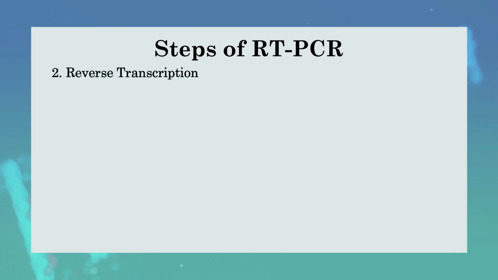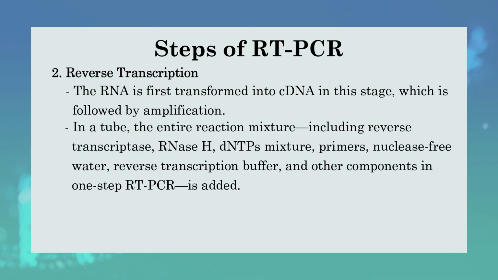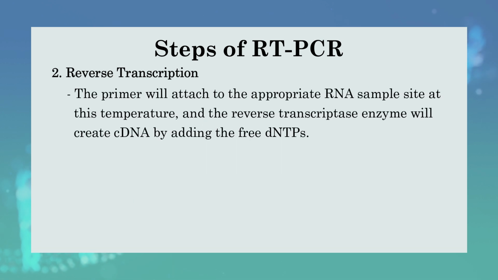Number 2, reverse transcription. The RNA is first transformed into cDNA in this stage, which is followed by amplification. In a tube, the entire reaction mixture, including reverse transcriptase, RNase H, dNTPs mixture, primers, nuclease-free water, reverse transcription buffer, and other components in one-step RT-PCR is added. The tube is then heated in a thermocycler to a temperature of 40 to 50 degrees Celsius for 10 to 30 minutes to complete the reverse transcription process. The primer will attach to the appropriate RNA sample site at this temperature, and the reverse transcriptase enzyme will create cDNA by adding the free dNTPs.